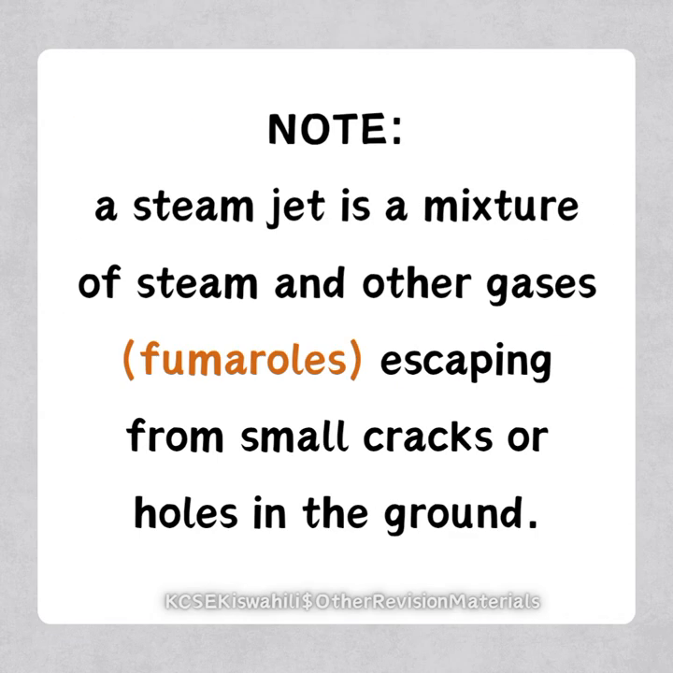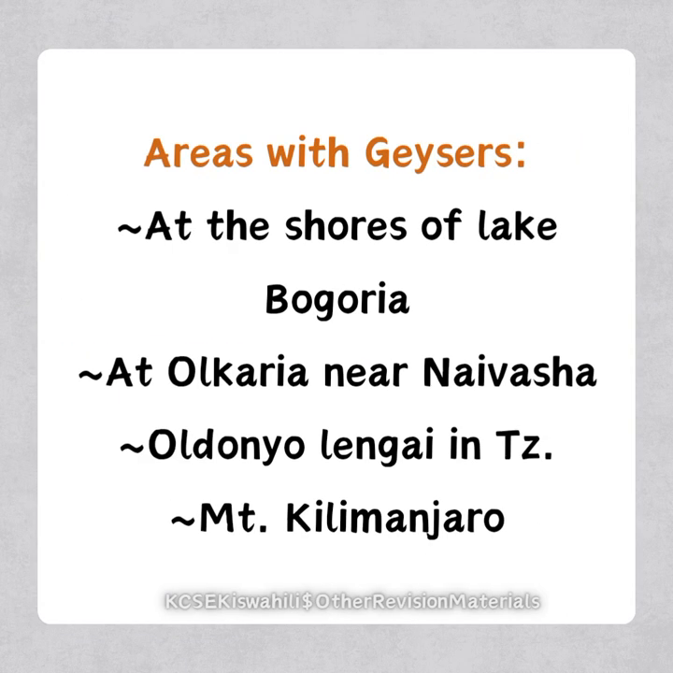It's important for you to note that a steam jet is a mixture of steam and other gases called fumaroles escaping from small cracks or holes in the ground. Shores of Lake Bogoria, Oldonyo Lengai in Tanzania and Mount Kilimanjaro are examples of areas with geysers.